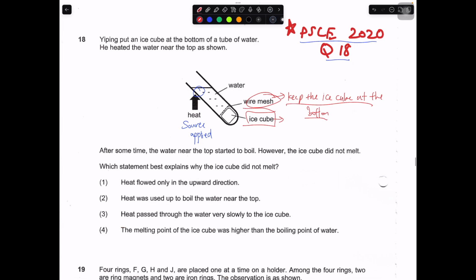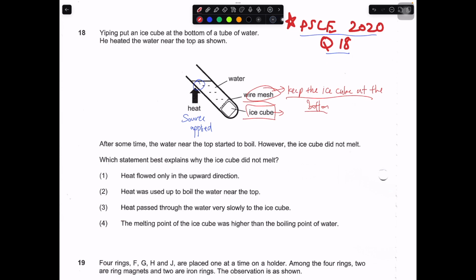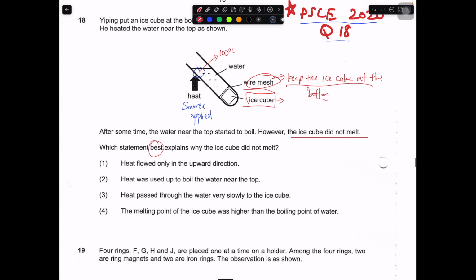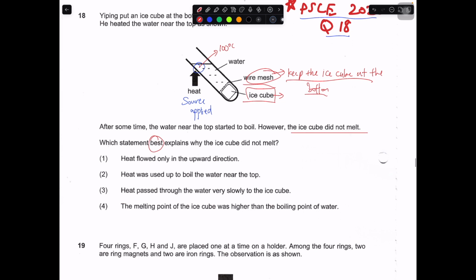Okay, so after some time, the water near the top started to boil. Boil means that it reaches 100 degrees. However, the ice cube did not melt. So which statement best explains this? We must choose the one that best explains why the ice cube did not melt.